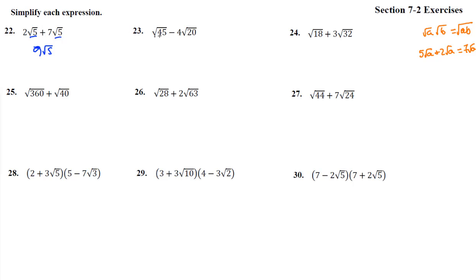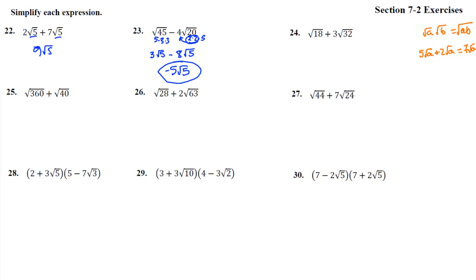All right, number 23, square root of 45 minus 4 square roots of 20. These are not like terms, so we simplify them first. This is the square root of 5 times 3 times 3. There we go. So this is 3 square roots of 5. And this over here is 2 times 2 times 5. There's a perfect square. It comes out, minus 8 square roots of 5. The square root of 4 came out here, it was a 2, so it made that an 8. 3 square roots of 5 minus 8 square roots of 5, they are now like terms. So we get negative 5 square roots of 5.